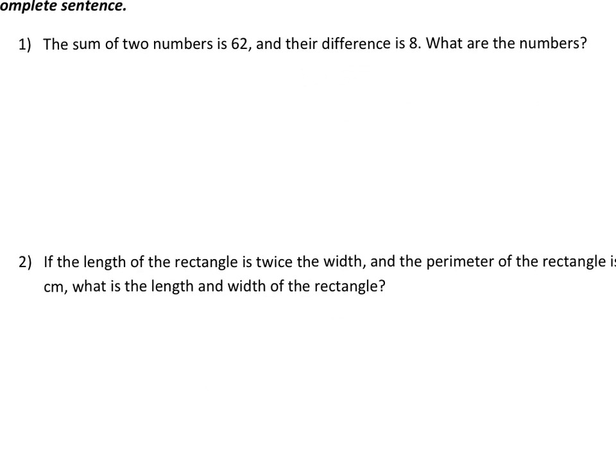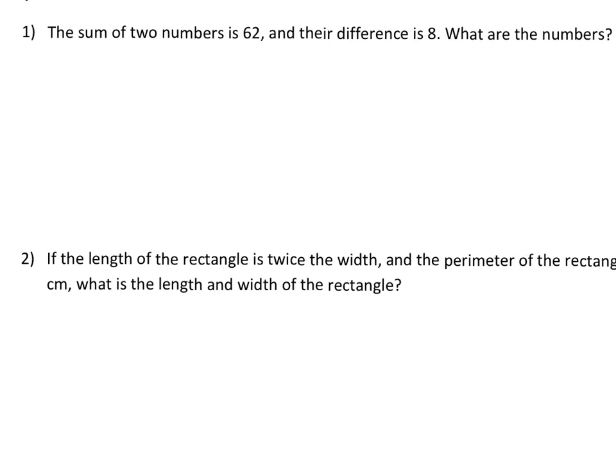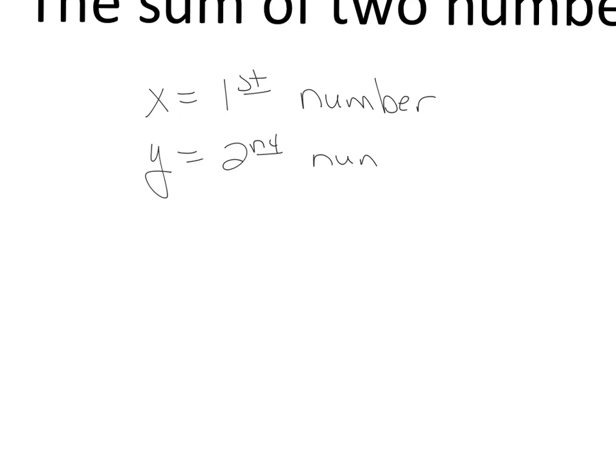All right, so just like we always do, the first thing we're going to do is read it, and then we're going to come up with what is it that they're looking for here. So the sum of two numbers is 62, and their difference is 8. What are the numbers? Okay, so in this case, I'm going to define my variables just as like number 1 and number 2. So I'm going to put x is equal to like the first number, and y will equal the second number. And you guys can use any letters you want. I'm just using x and y on this one.